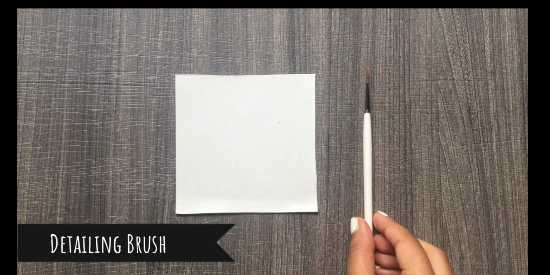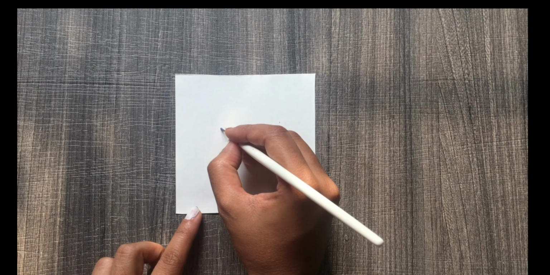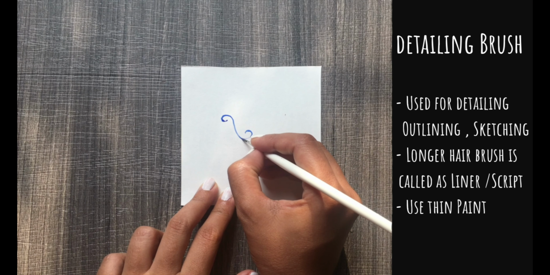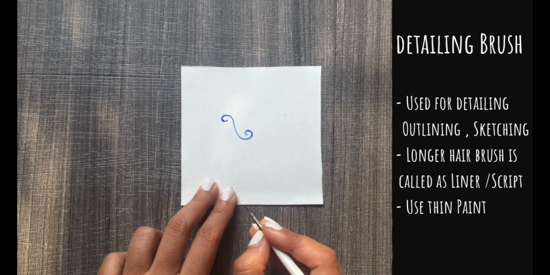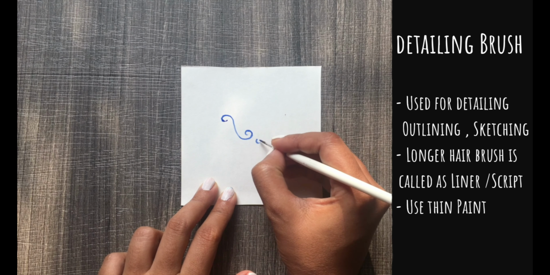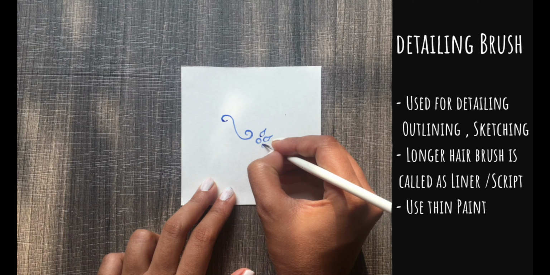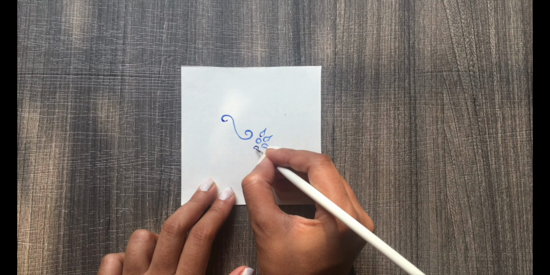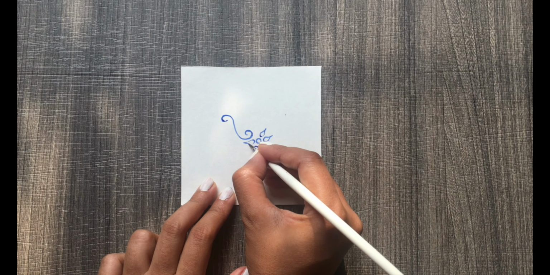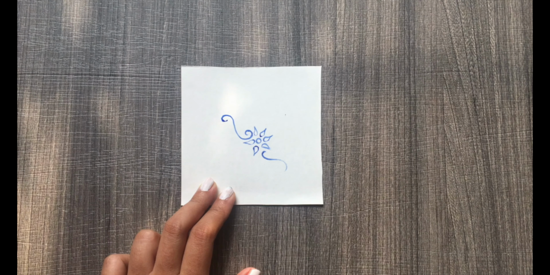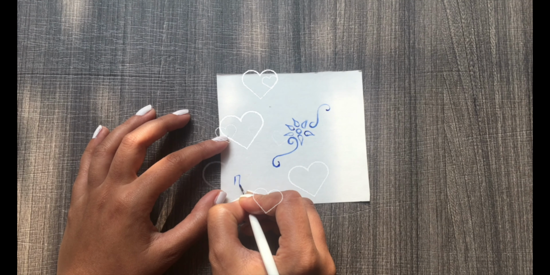Next up is the detailing brush. As the name says, the detailing brush is used for detailing, outlining, sketching. A detailing brush having a long thin hair is also called a liner brush or a script brush. This brush is usually used with a thin texture of paint again. If you have heard about doing calligraphy with a paintbrush, then this brush is perfect for you.